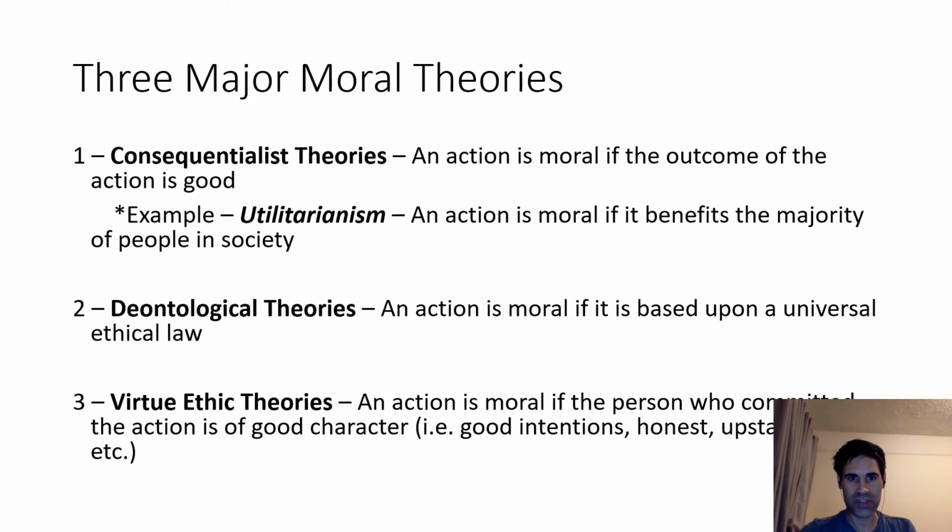And an example of this is the school of thought referred to as utilitarianism. That states that an action is moral if it benefits the majority of people in society. So if I do something and it benefits the majority of people in society, then what I did was ethical or moral. Secondly, we have deontological theories, which establish that an action is moral if it is based upon a universal ethical law. So deontologists assume that there exists this kind of universal moral law that we all have to follow. So if I adhere to it, regardless of the outcome, then what I did was moral.